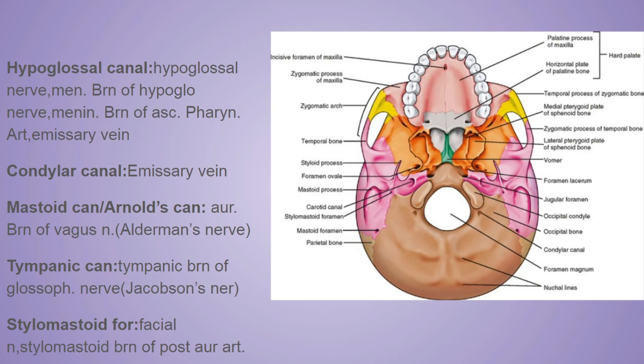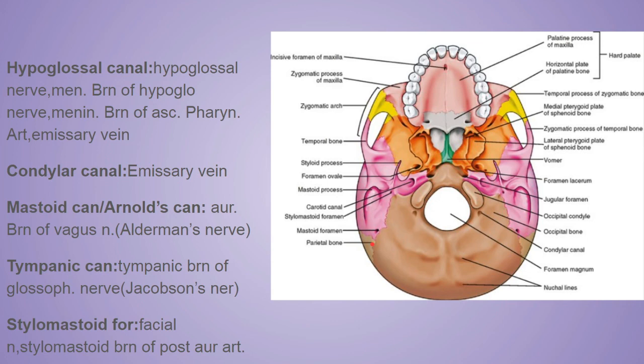But you should know that these two parts of the temporal bone, the mastoid process and the tympanic plate, develop after birth. So the nerve is extracranial at birth, but becomes surrounded by bone as the tympanic plate and the mastoid process develop after birth. During birth this nerve is extracranial, but after birth it is surrounded by the tympanic plate, the mastoid process and the tympanomastoid fissure, and that's why this nerve is also known as Alderman's nerve.